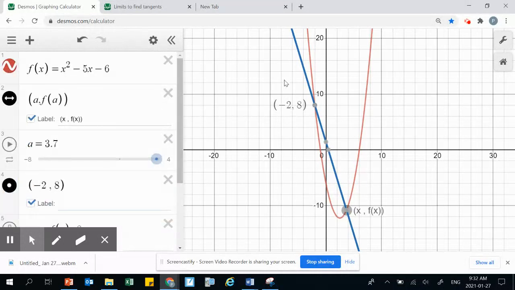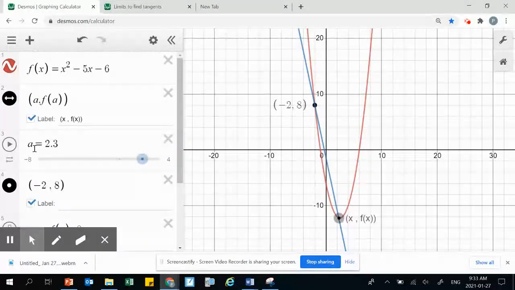Looking at what we have here, our function f of x is x squared minus 5x minus 6. It's the red parabola. I've labeled my point as negative 2 comma 8, and we want to figure out the slope of the tangent here. I'm calling this point x comma f of x. It's a little confusing because I'm calling it a comma f of a, since I want a slider for a. This program does not like having a slider as an x value, only as an a value or a different variable, but not x. So I made a slider for a, but I'm calling this x, f of x.